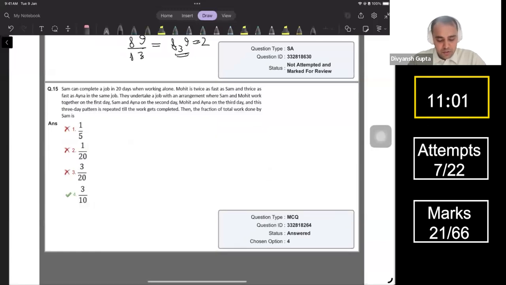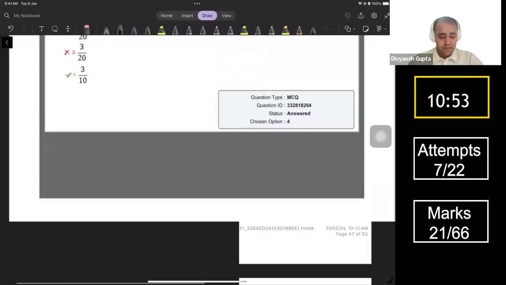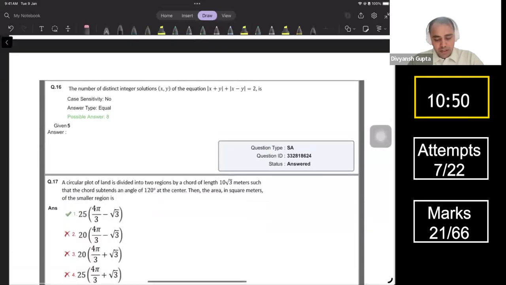Sam can complete a job in 20 days. This is a time and work question. A lot of data to read. I don't want to do this. I only have 11 minutes left now. The number of distinct integer solutions of the equation x + y + |x - y| is equal to 2.